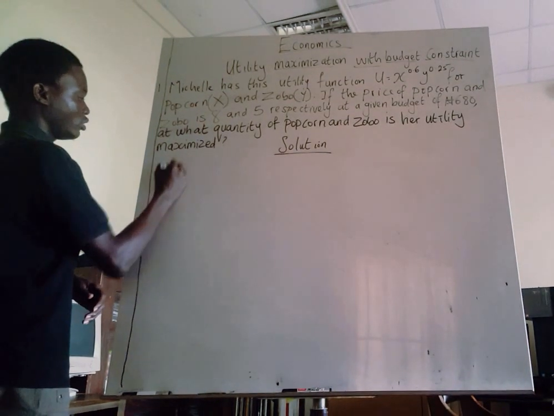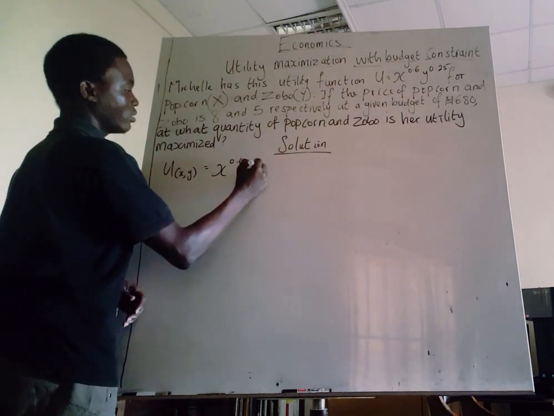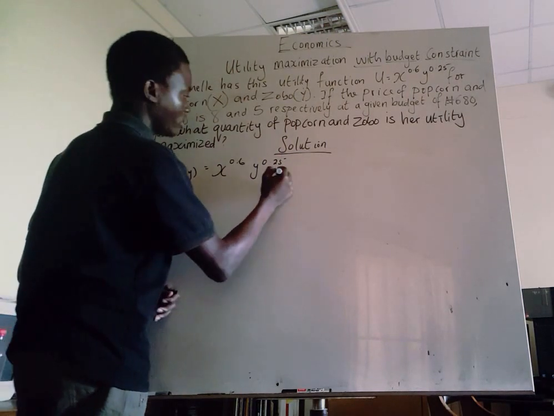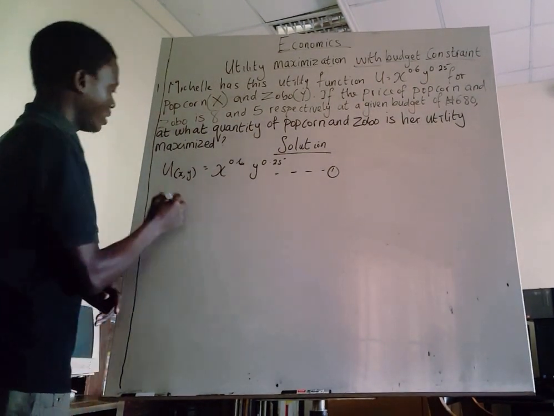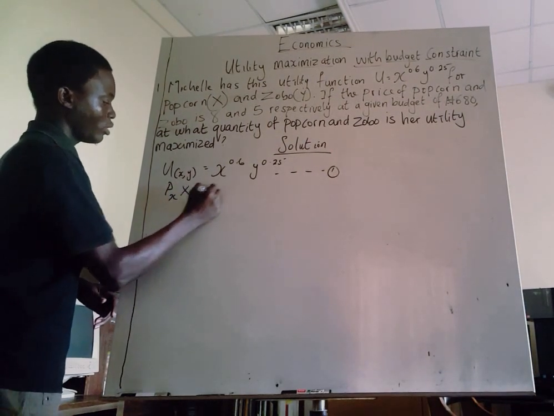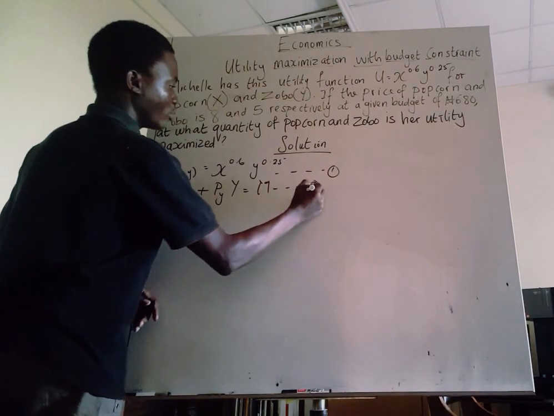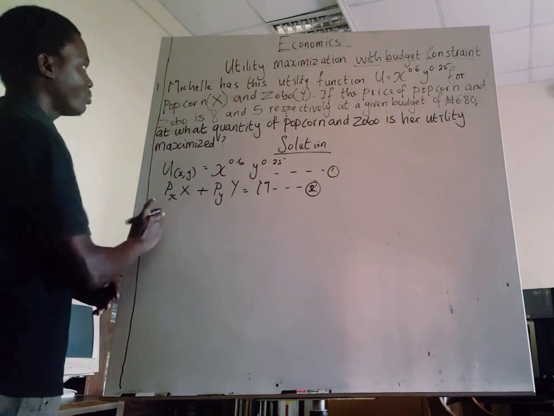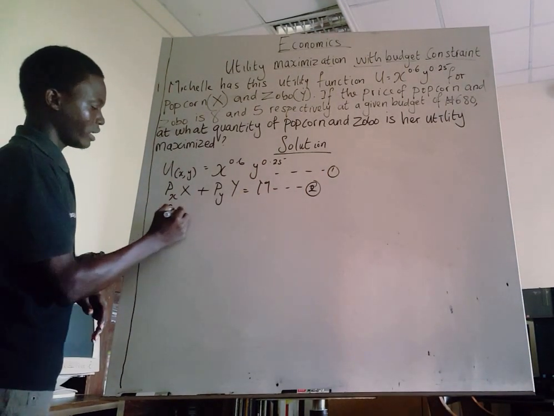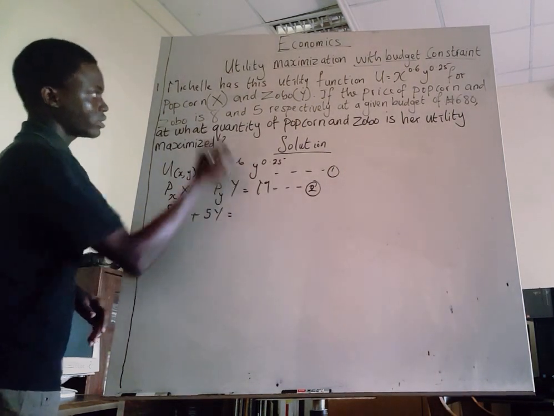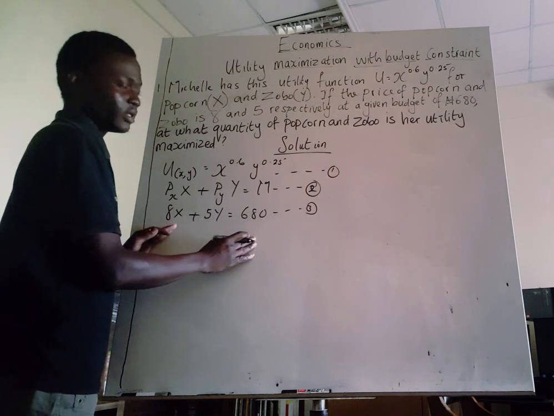Okay, so the utility function U of x and y equals x raised to 0.6, y raised to 0.25. This is called equation 1 and is referred to as the objective function. We now have pxx plus pyy equals m. This is what we know as our typical budget constraint, equation 2. But in this question, px, the price of popcorn, is 8 and the price of zobo is 5, so we have 8x plus 5y equals 680 naira. This is equation 3.